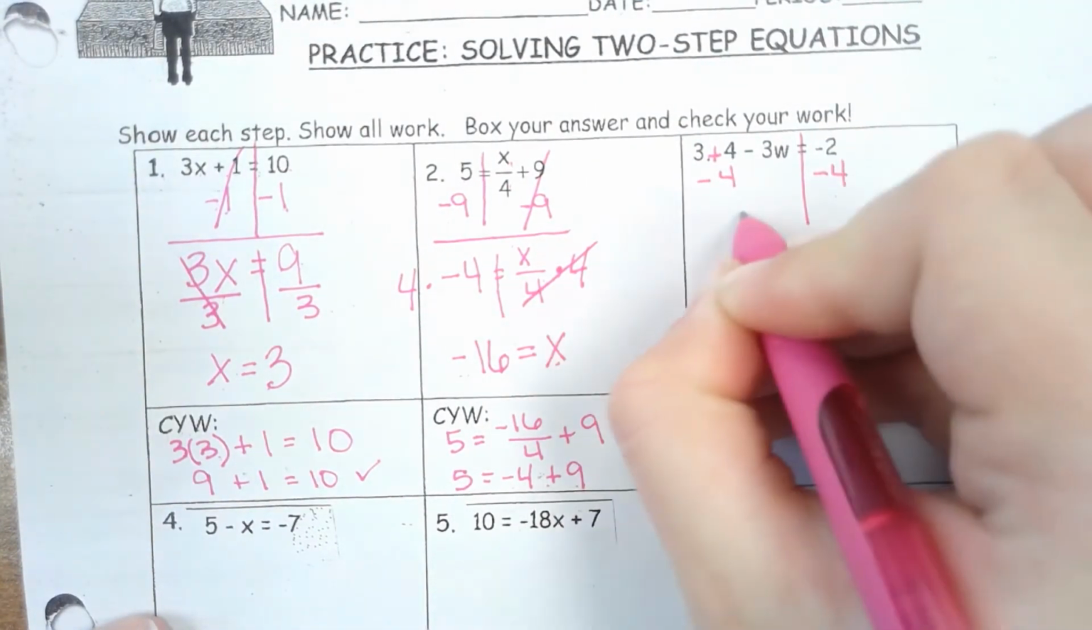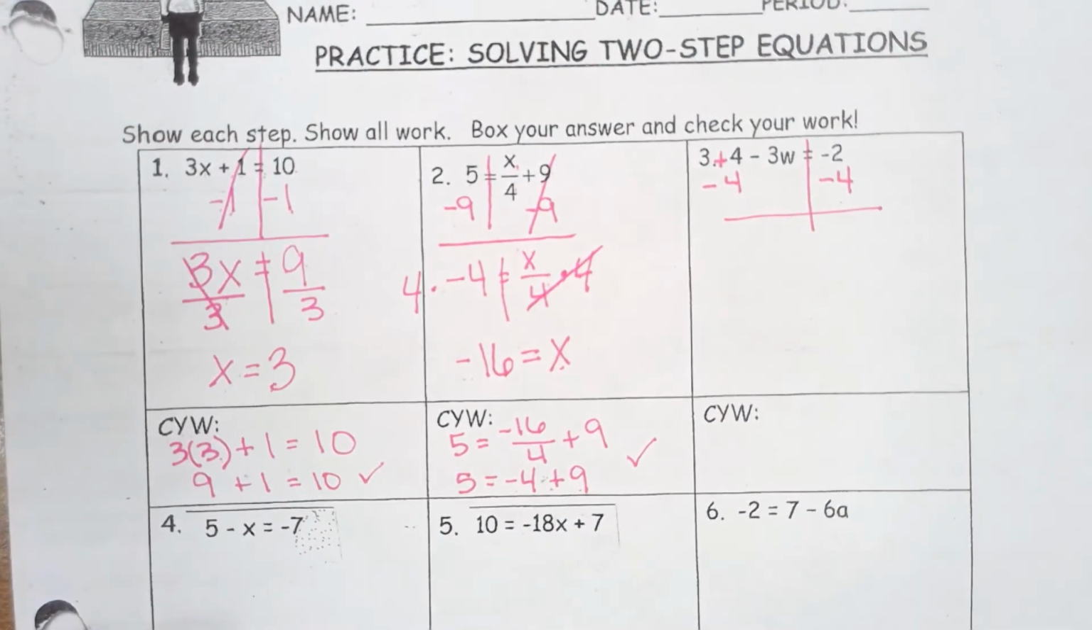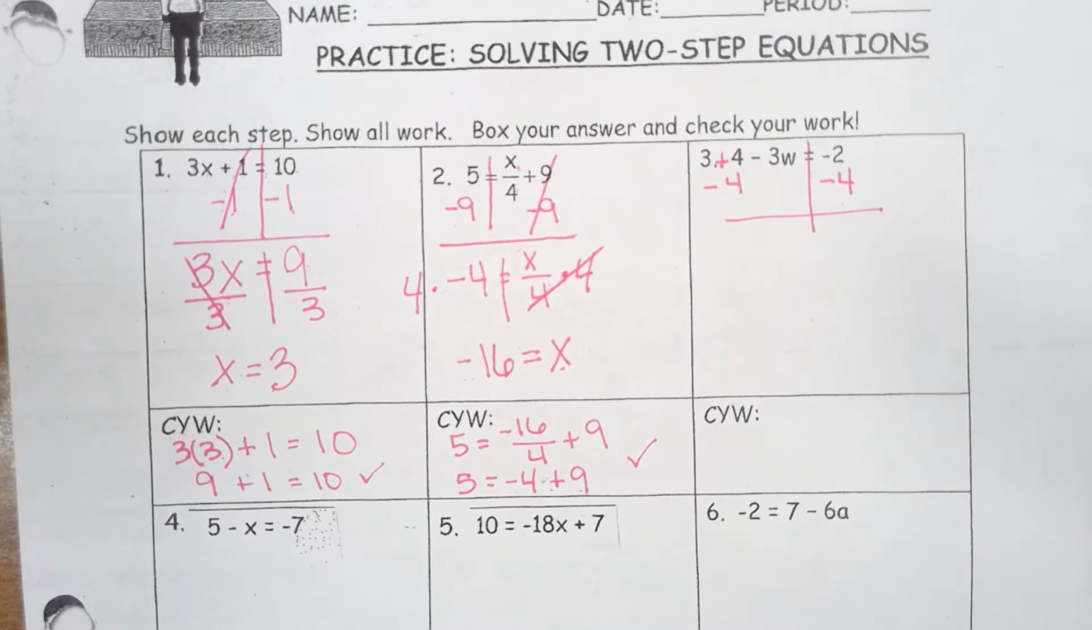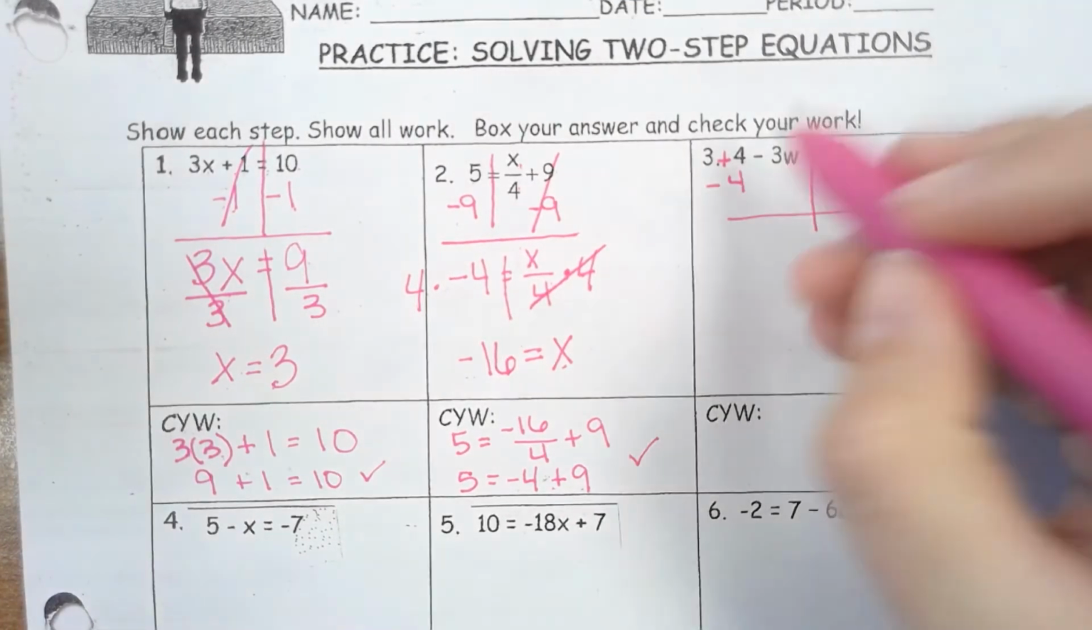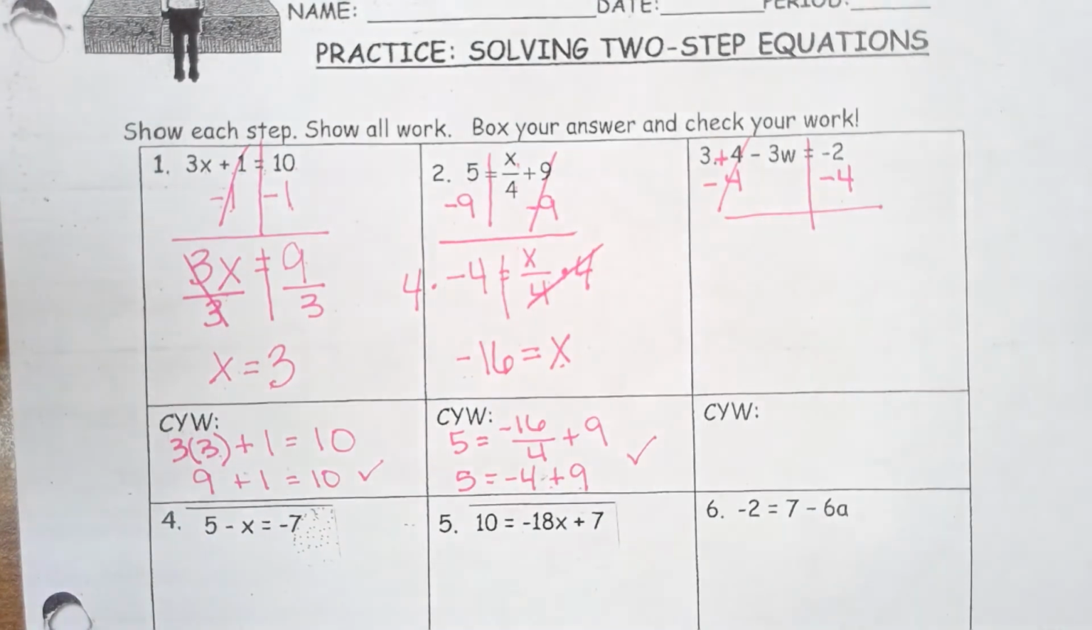If you said subtracting 4, that is correct, because the opposite of adding 4 is subtracting 4. Okay, so this plus 4 minus 4 will cancel because that does equal 0.